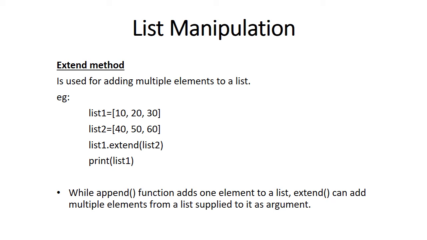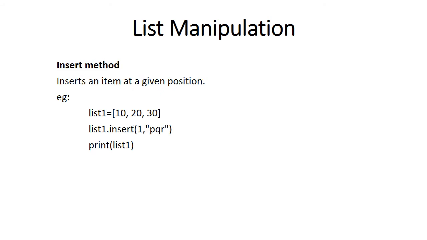While append function adds one element to a list, extend can add multiple elements from a list supplied to its argument. Insert method inserts an item at a given position. Example, list 1 is equal to 10, 20, 30. List 1 dot insert of 1 comma PQR. That means at the position 1, we have to insert PQR.